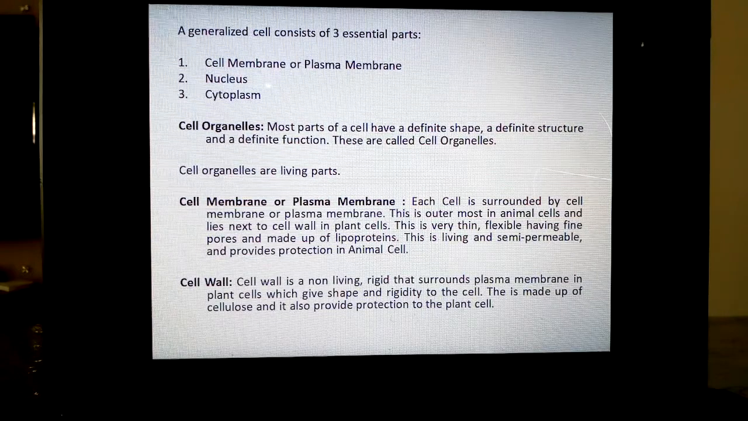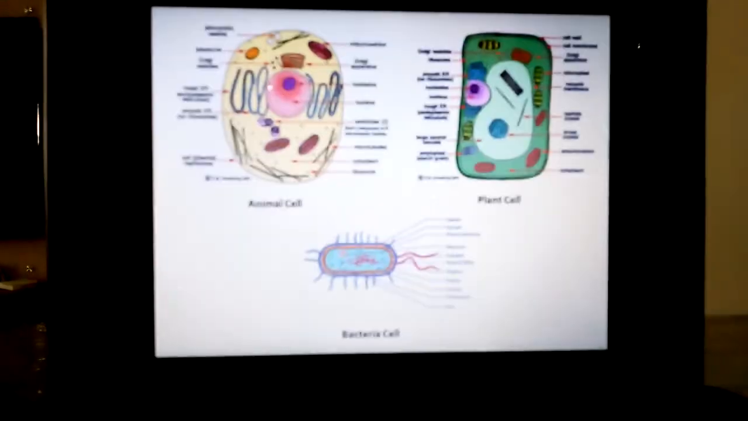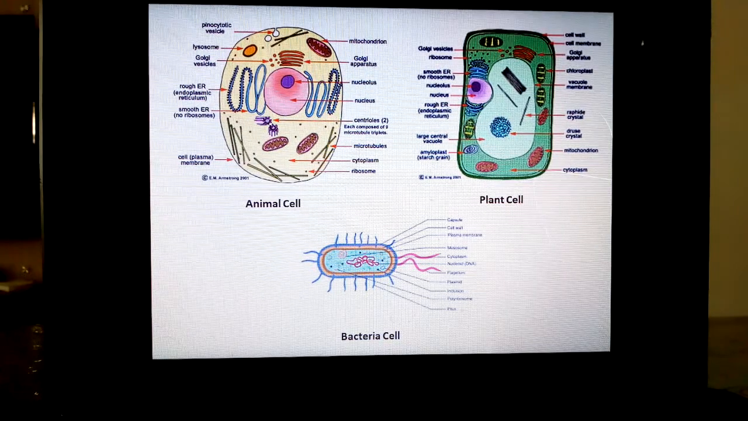Now we are moving on to cell wall. Cell wall is a non-living, rigid structure that surrounds plasma membrane in plant cells, which gives shape and rigidity to the cell. This is made up of cellulose, which is a complex carbohydrate, and it also provides protection to the plant cell. So you know one thing, cell wall is made up of cellulose. That is why plants are rigid, brittle.